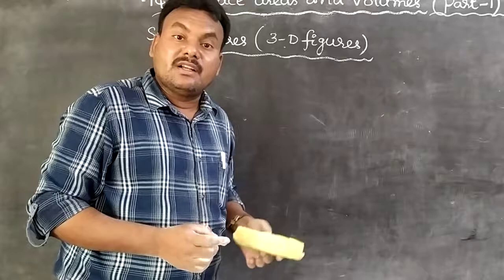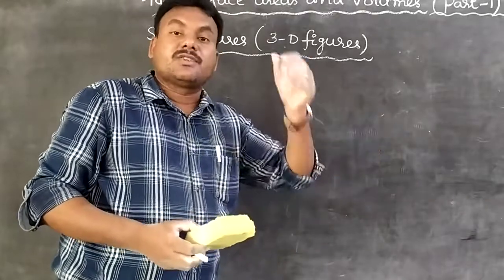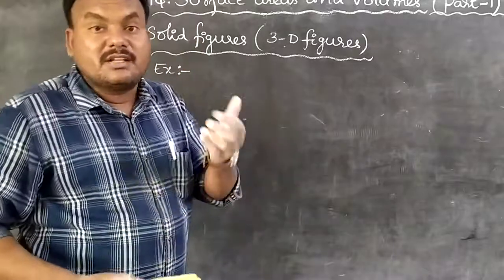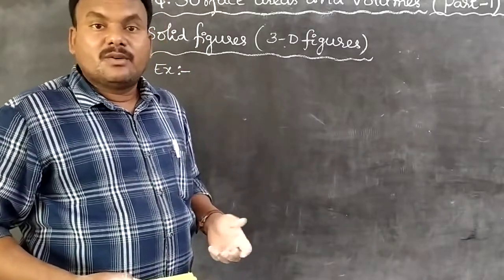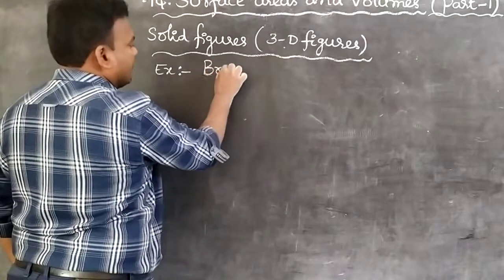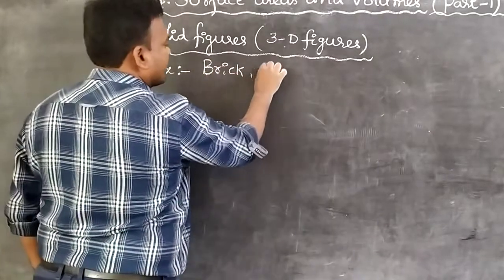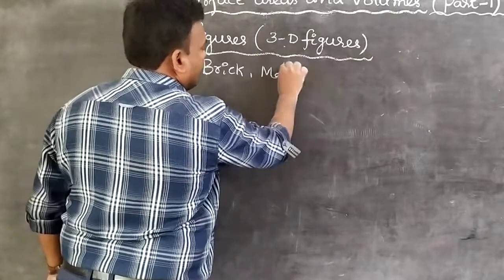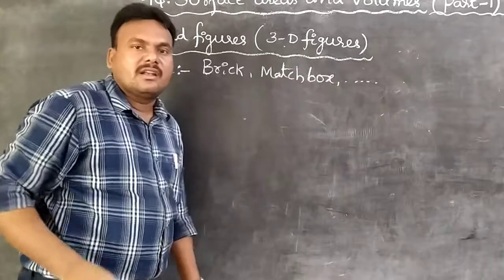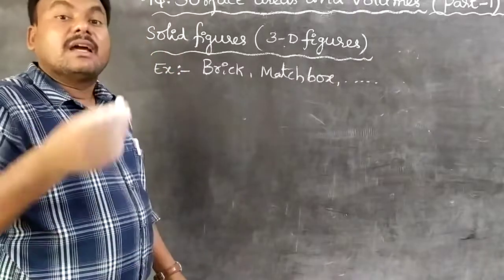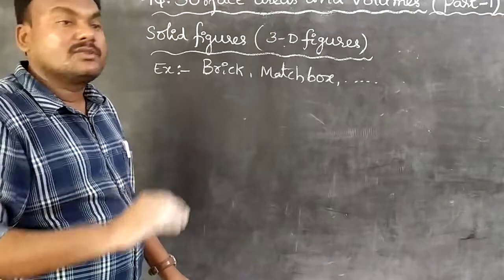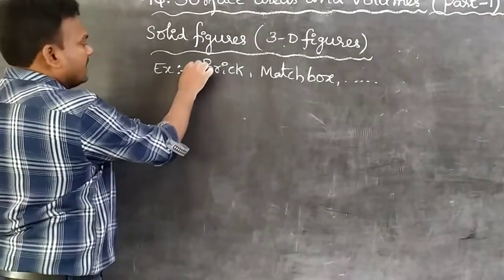Geometry box is also a 3D figure. Next, chalkpiece box is also a 3D figure. Next, our mathematics textbook is also a 3D figure. And also we have taken brick. Brick is also a 3D figure. Matchbox is also a 3D figure. Like this, we have taken different types of examples in our daily life. Mathematically, some diagrams are also related to 3D figures.